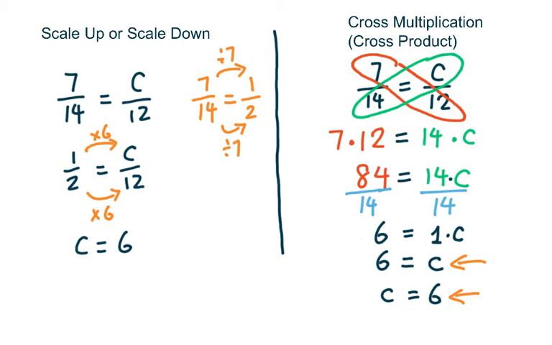So when you solve proportions, you always want to use the most efficient way. You don't necessarily have to use cross multiplication, even though that's the method they teach in the textbook. If it takes less time to scale up or scale down, then just use that method.